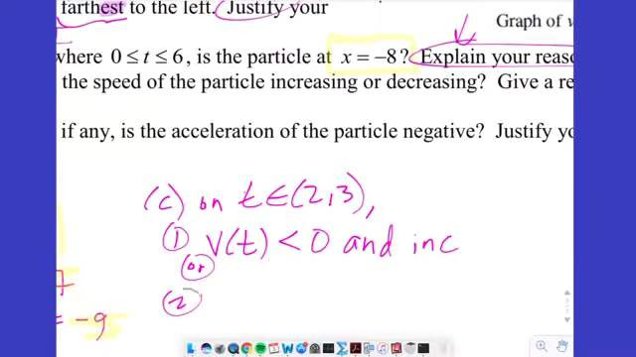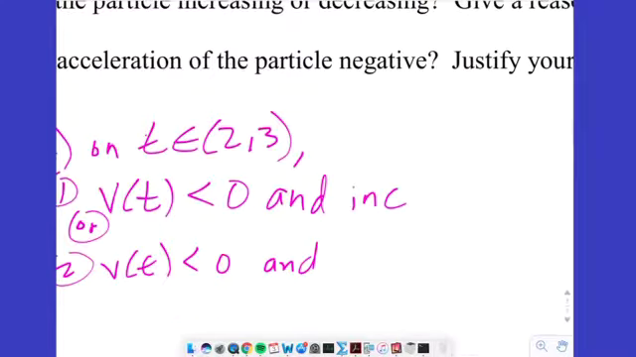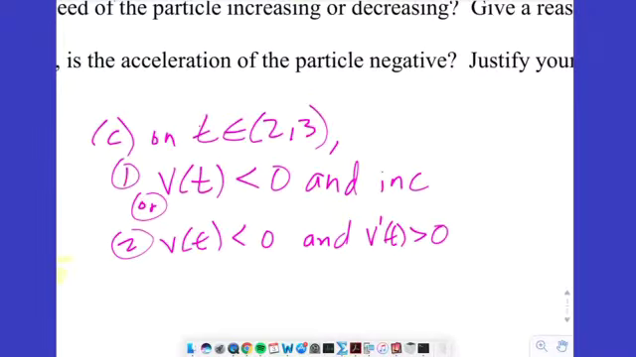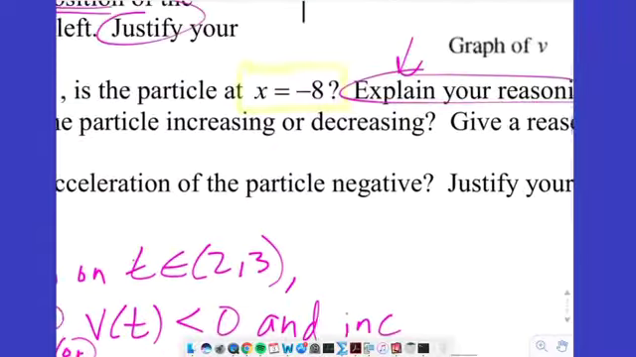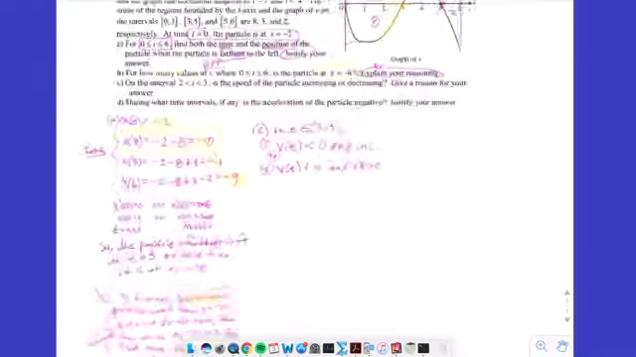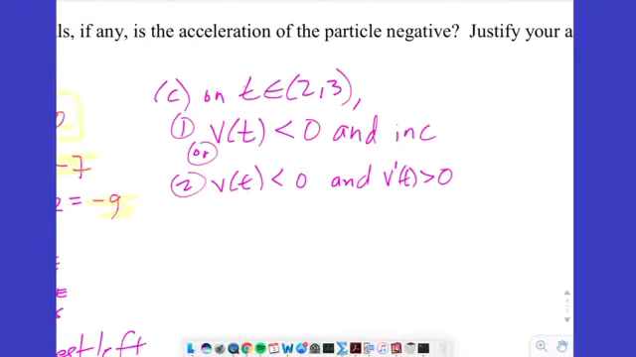Or you could say on that interval v of t is less than 0 and v prime of t is greater than 0. You don't just want to say a of t here. Why? You haven't defined it, right? We're going to be looking around for a of t and it's not defined. But when you say v prime of t, now we know you're talking about the slopes of the graph. Okay? So as it is, because the y values are negative and the slope is positive, they're opposite signs. And you have to say exactly what the signs are. So either one of these would work. So speed is whatting? Decreasing. Yeah.